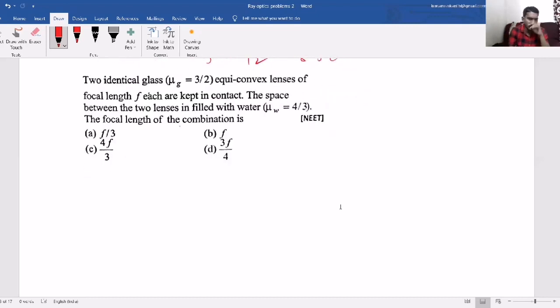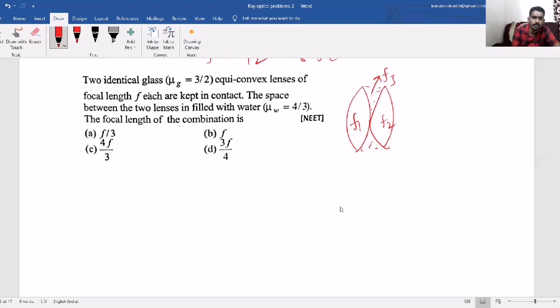Now, two identical glass equiconvex lenses of focal length f are kept in contact. The space between the two lenses is filled with water. I told you this example. See here, this is one convex lens, this is another convex lens. Now the space between them is filled with some water. Now this is one focal length, this is another focal length, and this is another focal length, but that is like a concave lens.